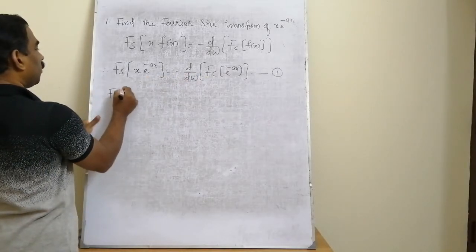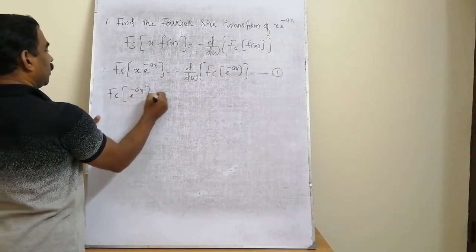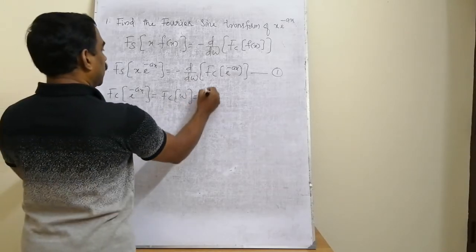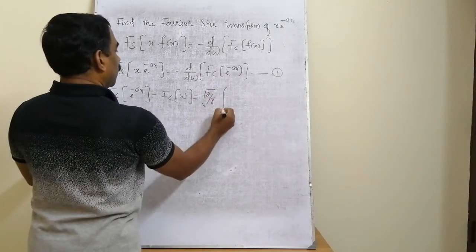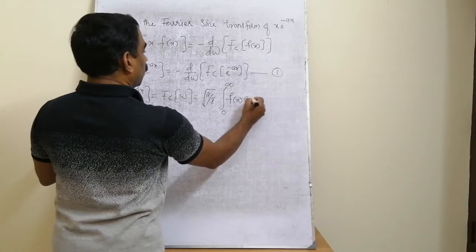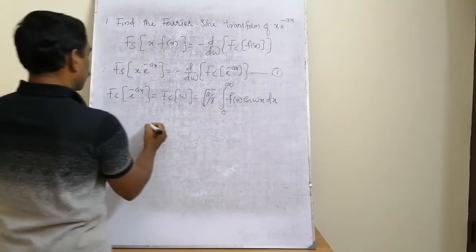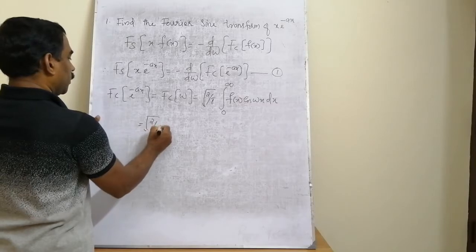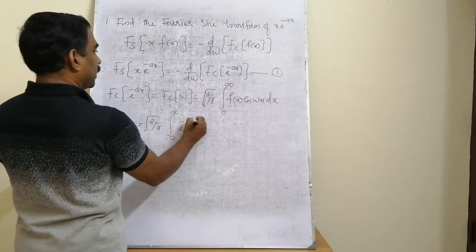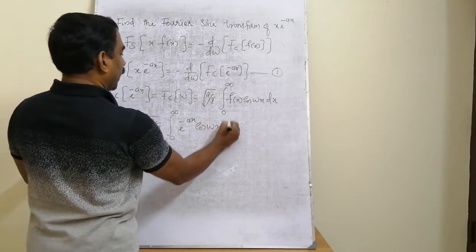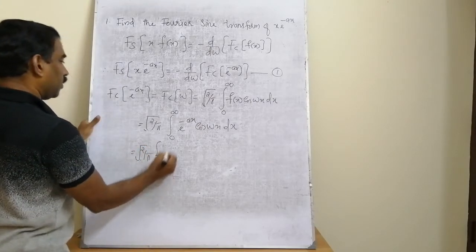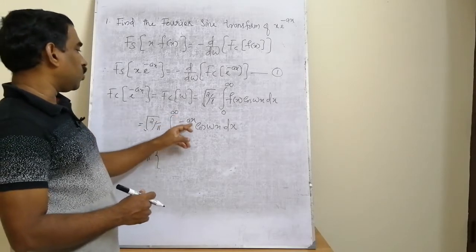See, that is Fc of e raised to minus ax, which is Fc(omega), equal to, by definition, this Fourier cosine transform: square root of 2 by pi integral 0 to infinity of the function f(x) into cos omega x dx, equal to square root of 2 by pi integral 0 to infinity of what is the function? Here the function is e raised to minus ax into cos omega x dx. This is of the form integral 0 to infinity e raised to minus ax cos bx dx.